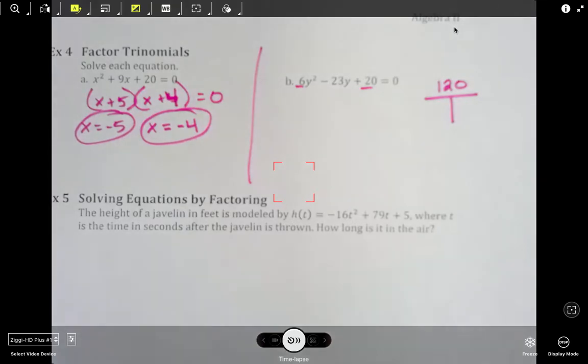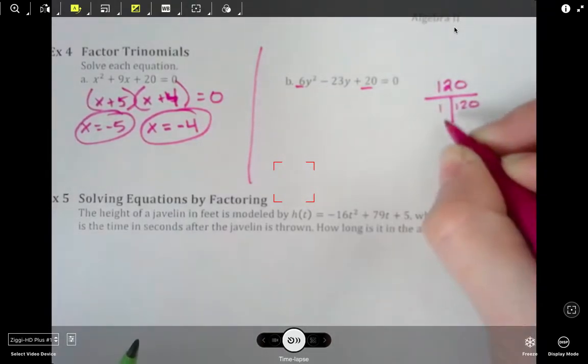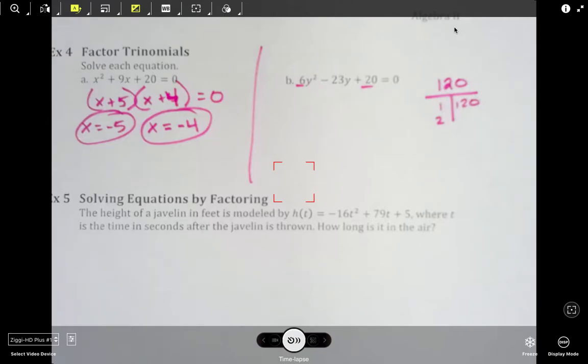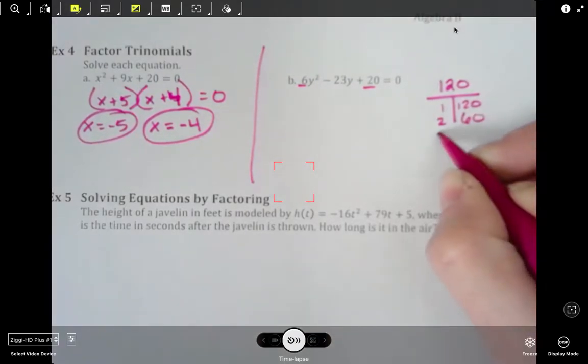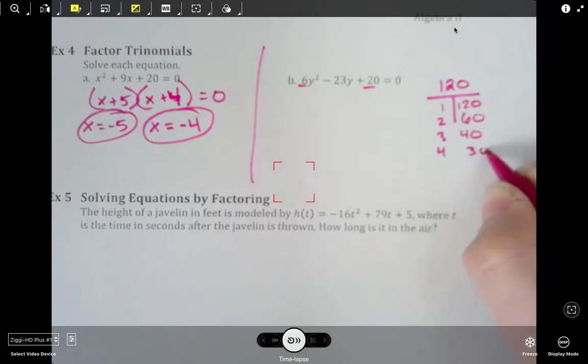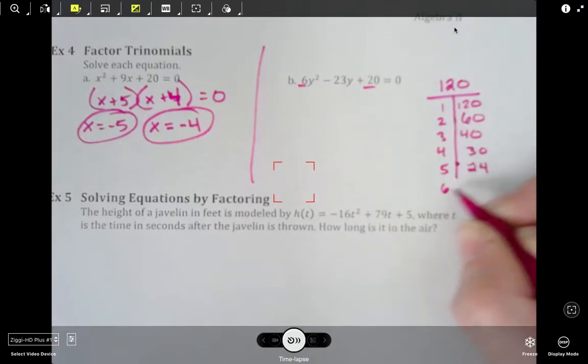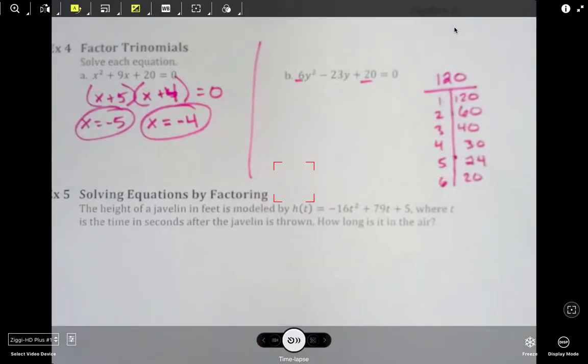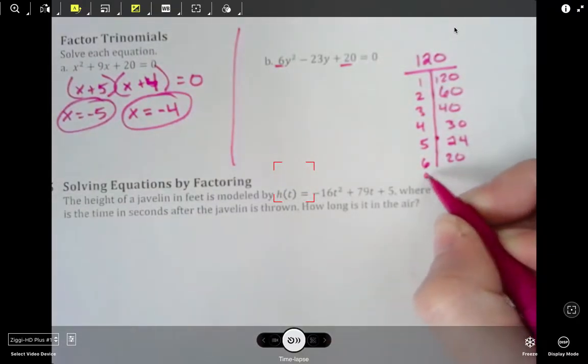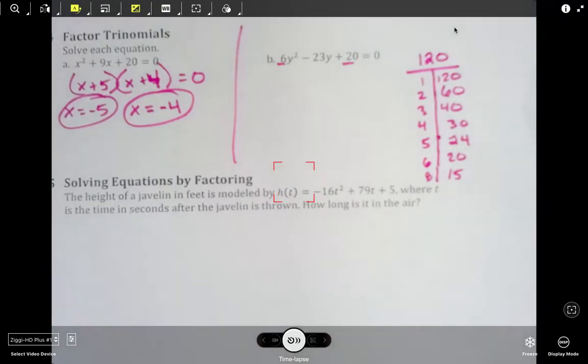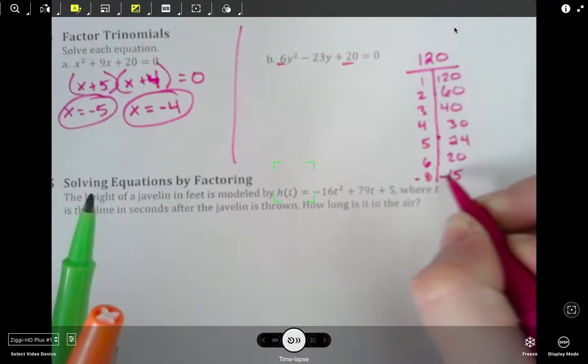If you don't know, just start listing. 1 and 120, that's not going to work. 2 and 60. 3 and 40. 4 and 30. 5 and 24. 6 and 20. 7 doesn't go in there. 8 and 15. 8 and 15 add up to be 23, but it's a negative, so both of them need to be negatives.